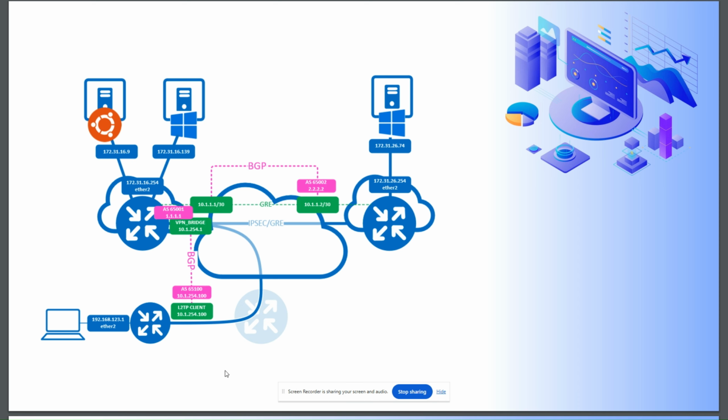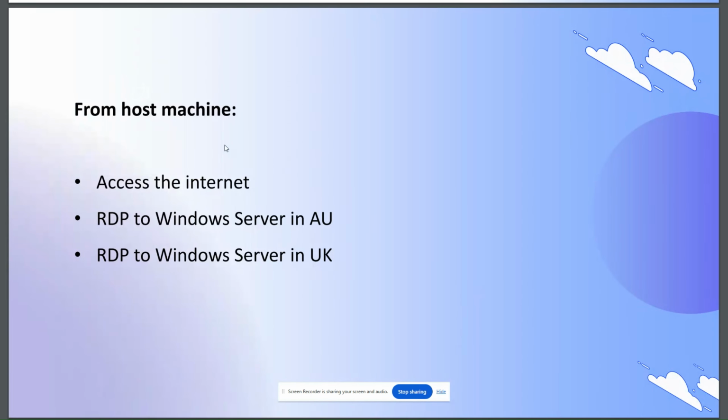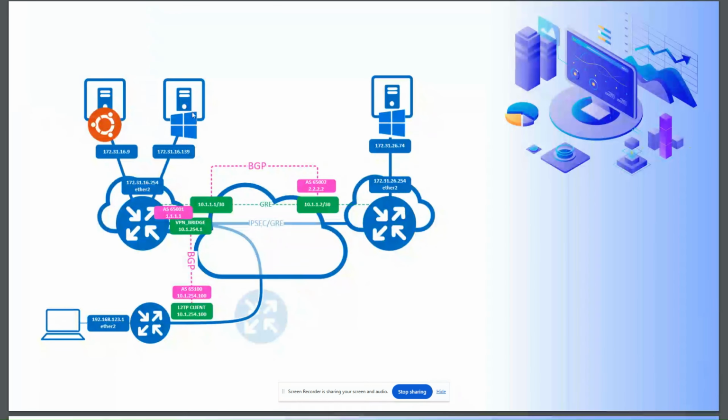The criteria that I had for myself was, from the host machine that I'm on now, I need to be able to access the internet. I want to be able to RDP to the Windows server in Australia and to RDP to that Windows server in the UK. So this machine here and this machine here.